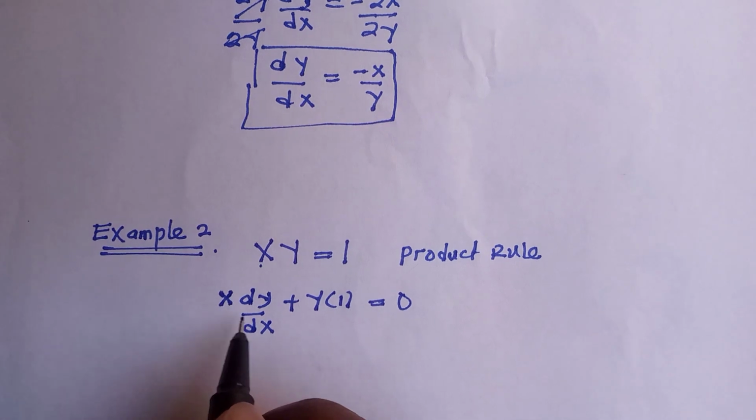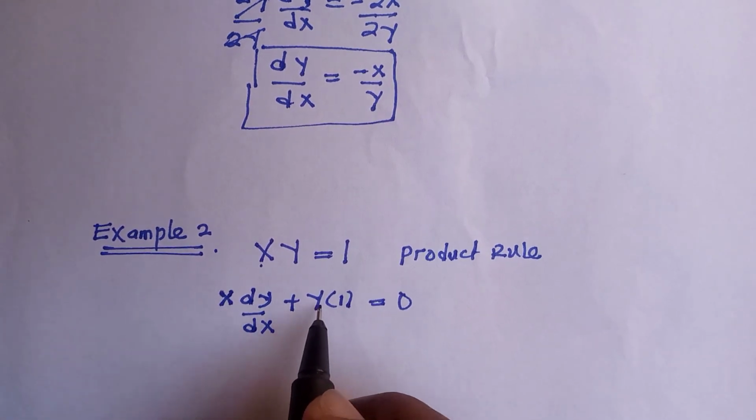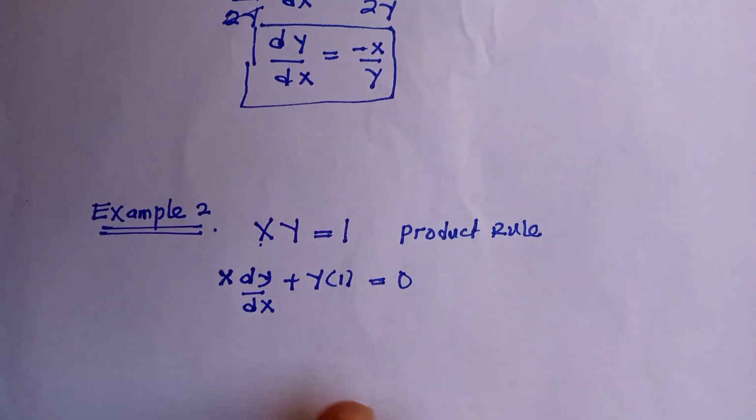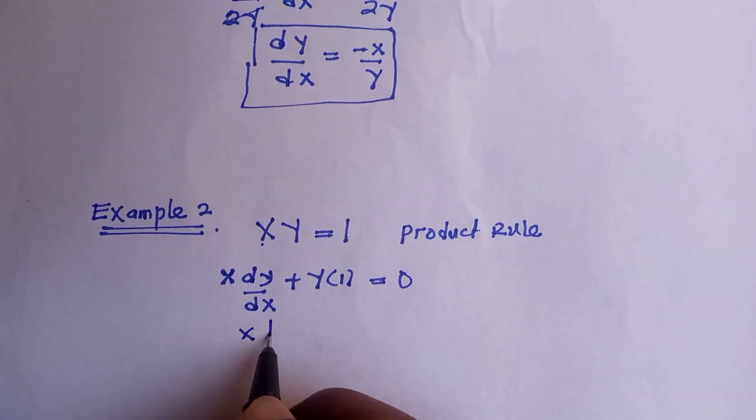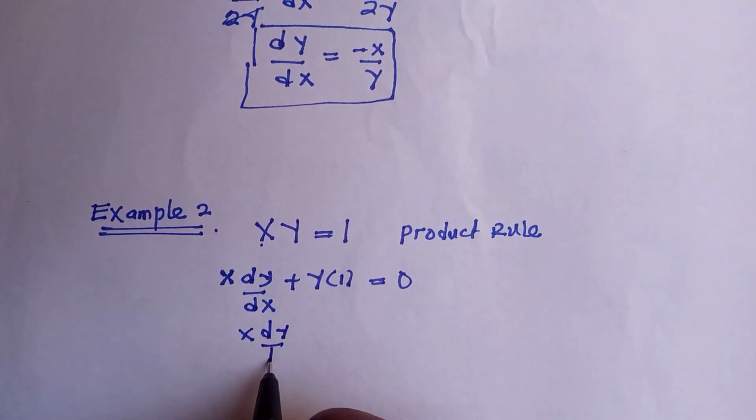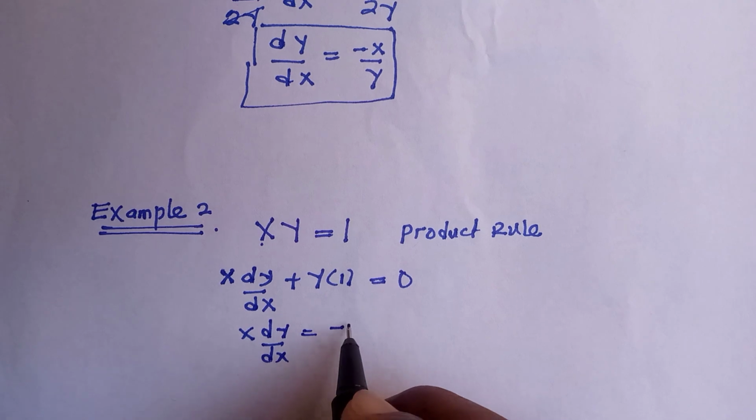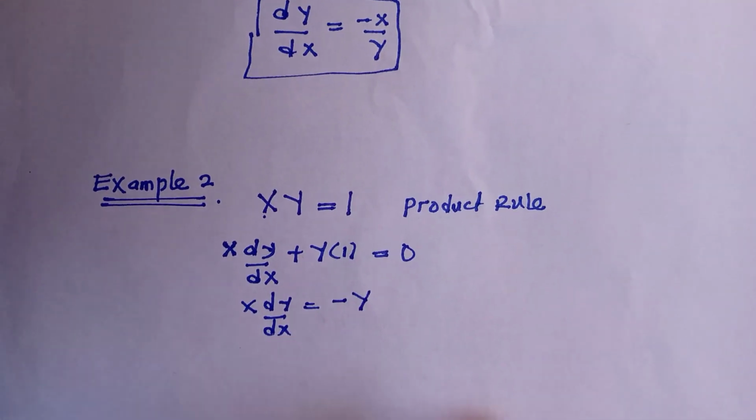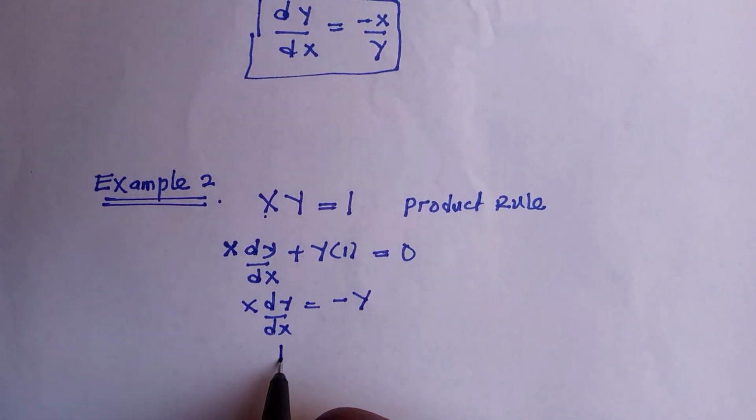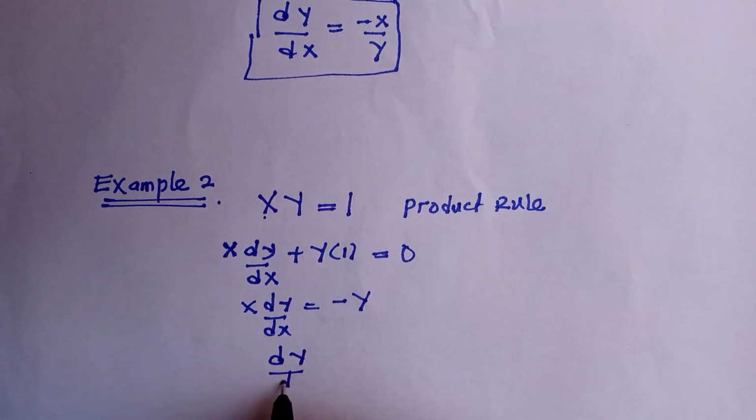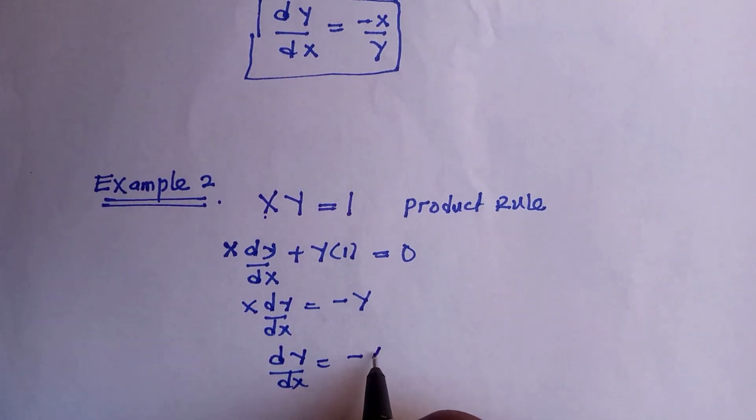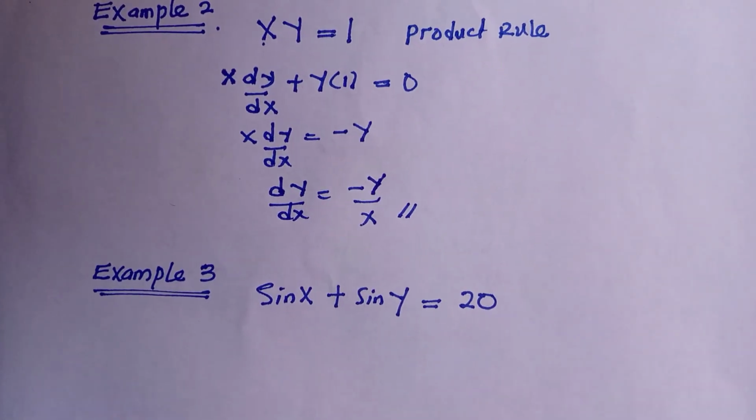So the next thing is we have x dy/dx plus y equals 0. We transfer y to that side, so we have x dy/dx equals minus y, and then we divide both sides by x. So we have dy/dx equals negative y divided by x. So it's very simple. The question uses the product rule, and applying implicit differentiation, we got it.